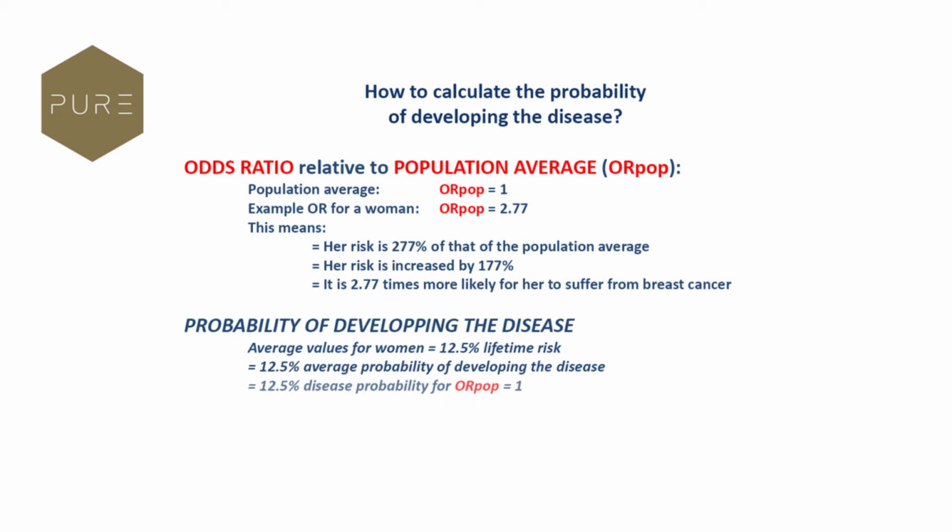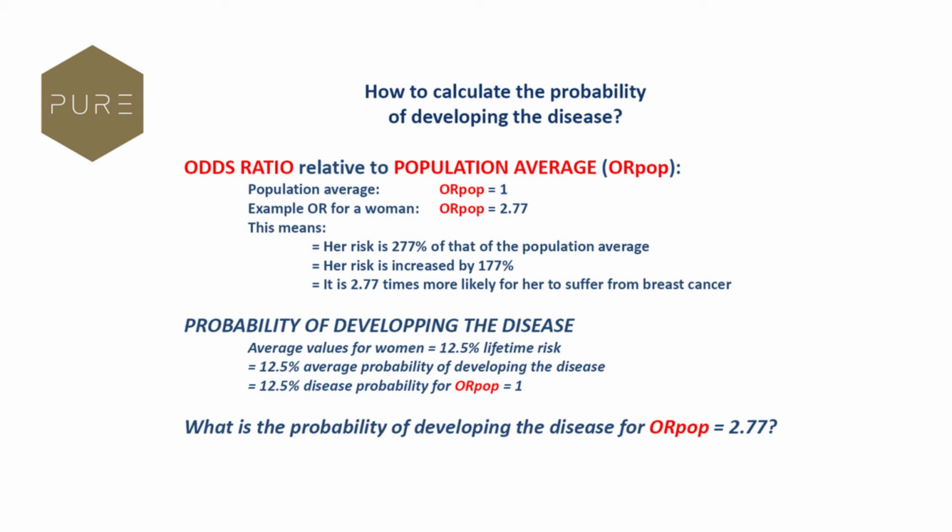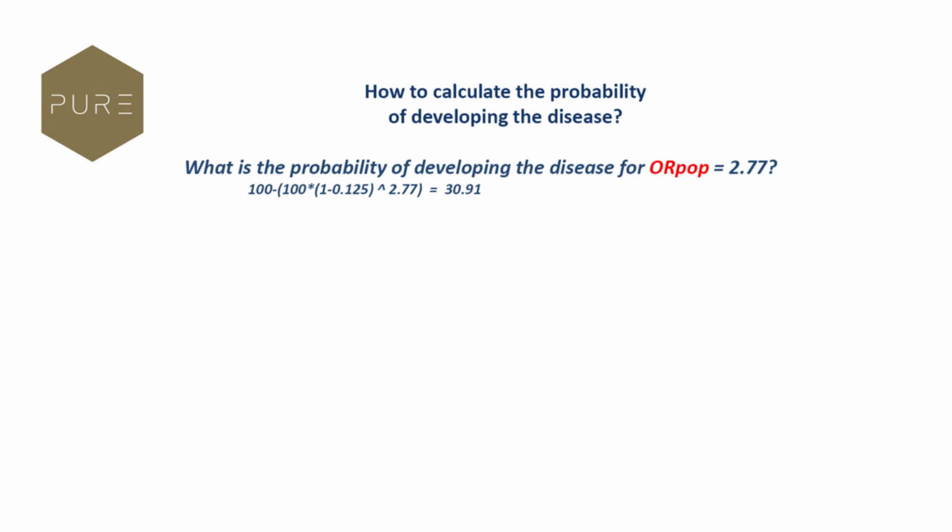That's an odds ratio of 1, 12.5% of probability for an odds ratio of 1. And if you look at 2.77, it's a bit more complicated. This is the calculation you would do, and then her risk is not 12.5 but 30.91. So around a 31% probability of developing the disease compared to a person who has a 12% chance.